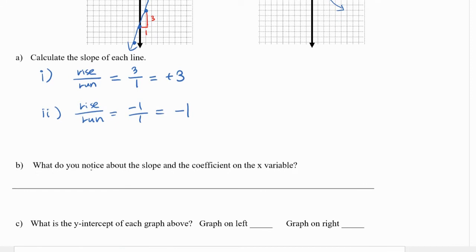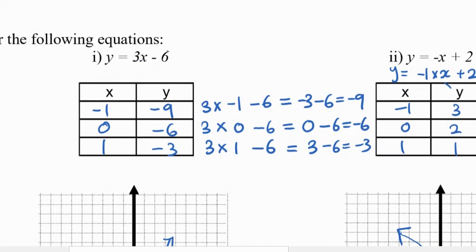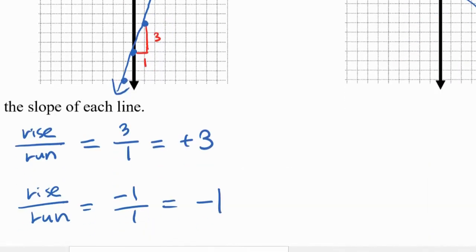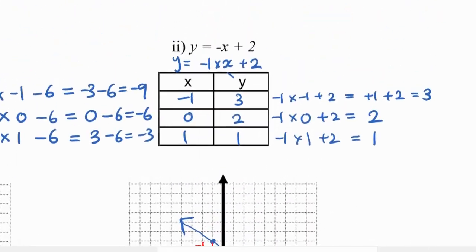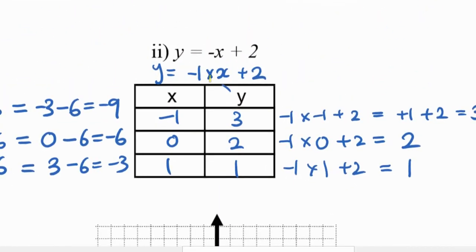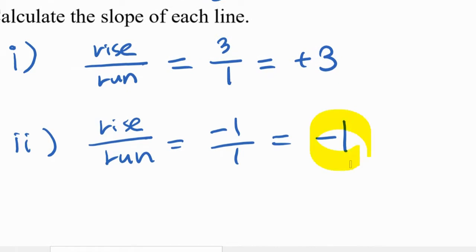What do you notice about the slope and the coefficient on the x variable? Everyone, number 1, what is the coefficient of the x variable? 3. And what is the slope? 3. They are the same. What about number 2? What is the coefficient of x? Negative 1. And what is the slope? Negative 1.